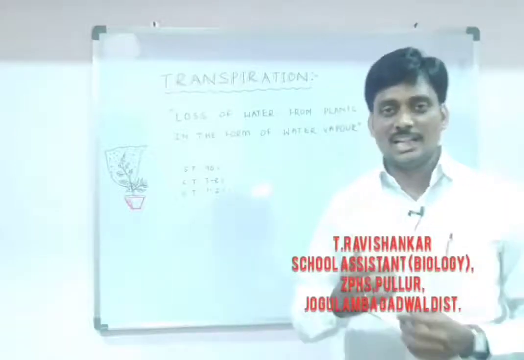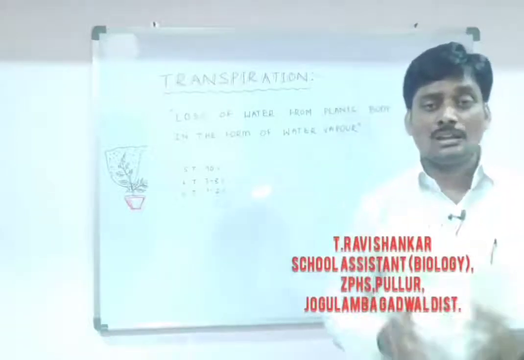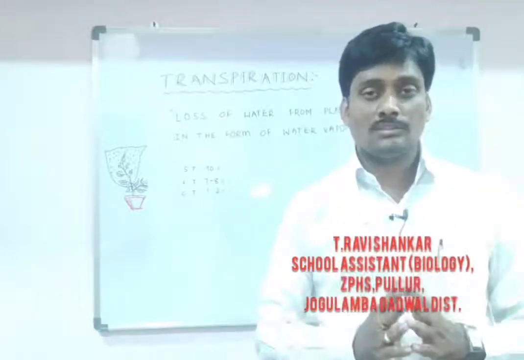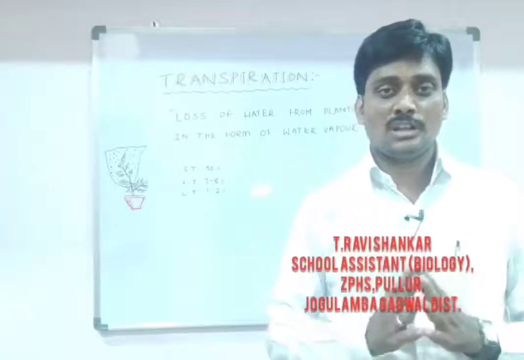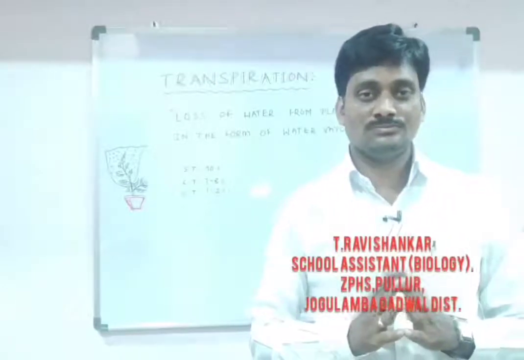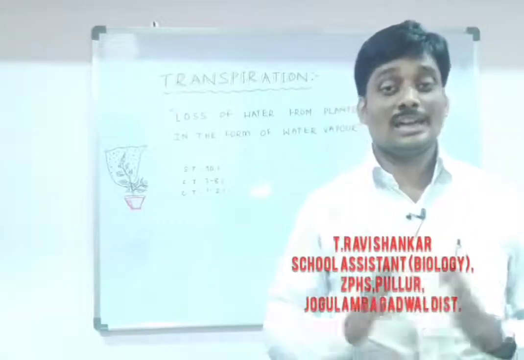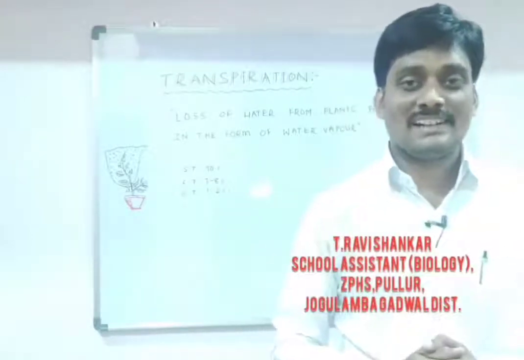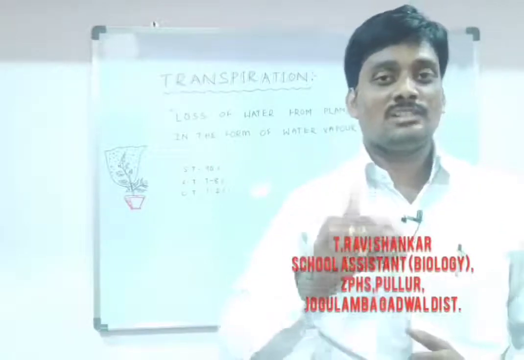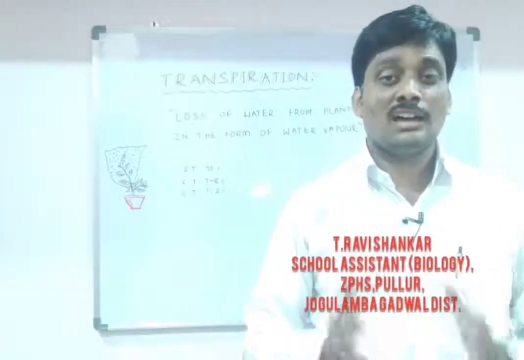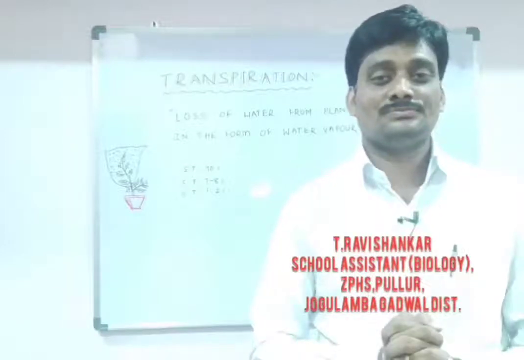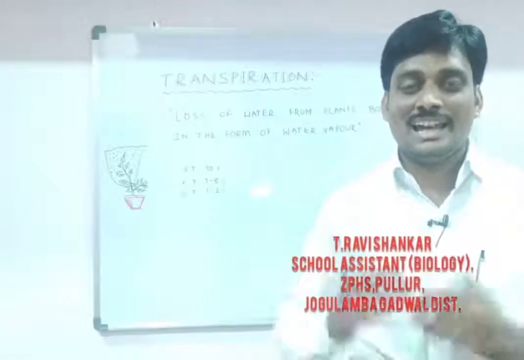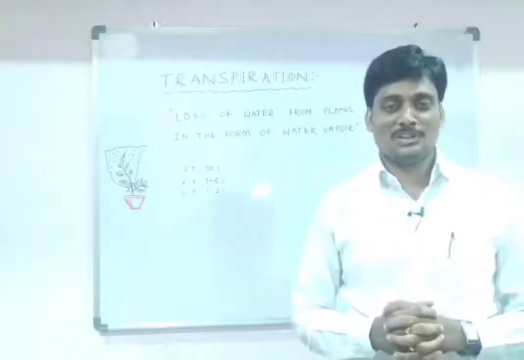In more depth, the loss of water from the aerial parts of the plant, especially from living tissue, into the atmosphere is known as transpiration. It means the loss of water takes place from the aerial parts of the plant as well as from the living tissue, and it is lost in the form of water vapor into the atmosphere. This phenomenon is known as transpiration.